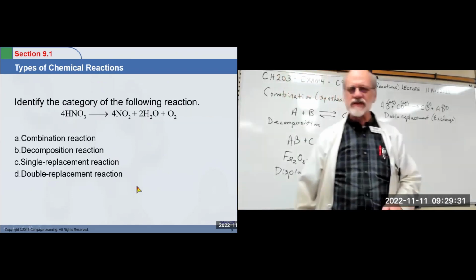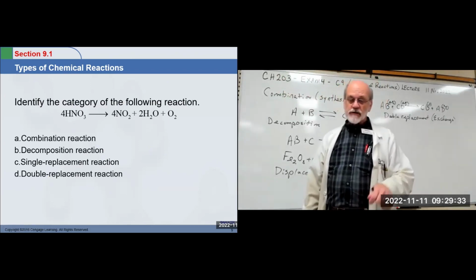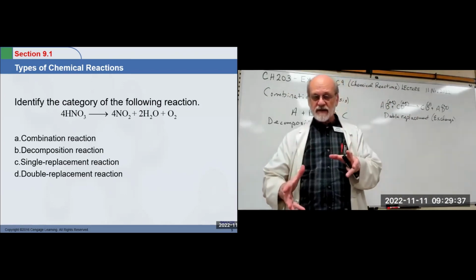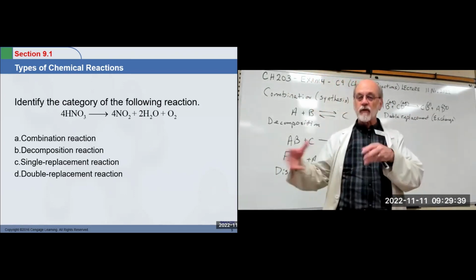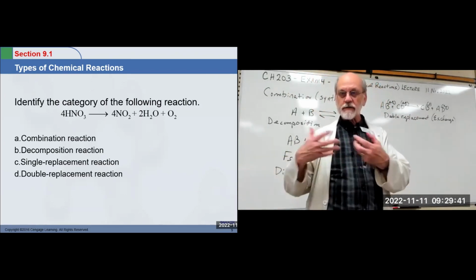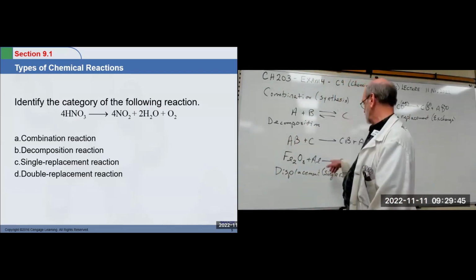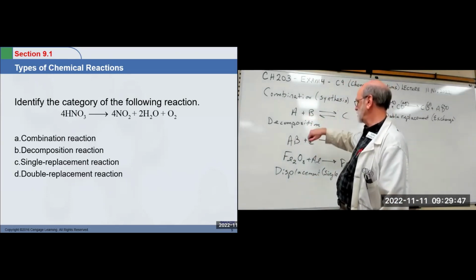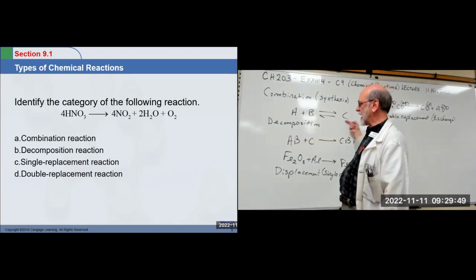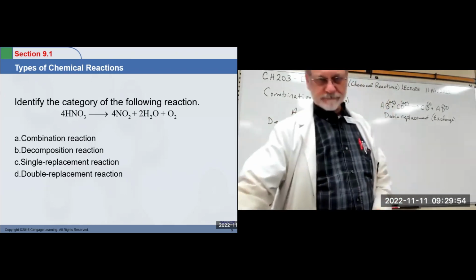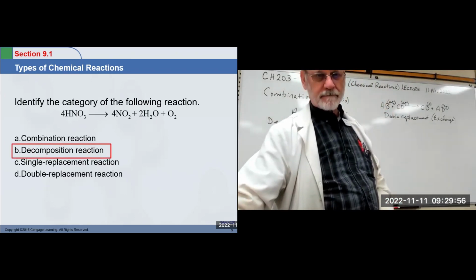Okay, what type of reaction is this? Notice on the reactant side, there's just a single compound. And on the product side, you have several different products, several different substances. Right? This would be a decomposition. Decomposition going backwards like this. There you go.